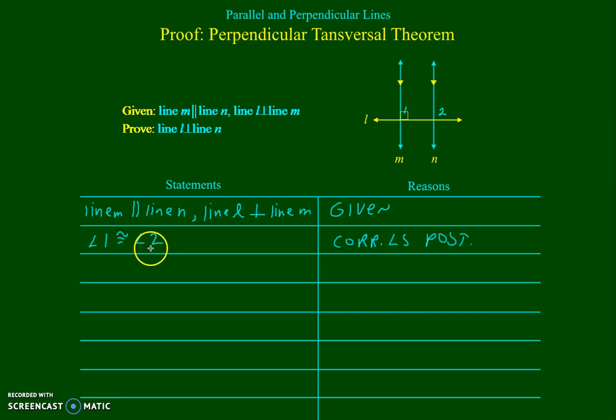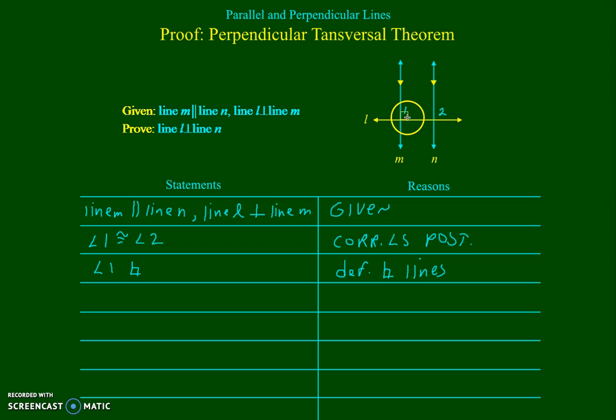And for that matter, we haven't even yet said that angle 1 is a right angle. Remember, our given was simply that line L is perpendicular to line M. So that would be one piece of detail that we'd want to put in there. We'd want to add that line L being perpendicular to line M makes angle 1 a right angle. So that's the first thing I'm going to add. And what it means for two lines to be perpendicular is the definition of perpendicular lines.